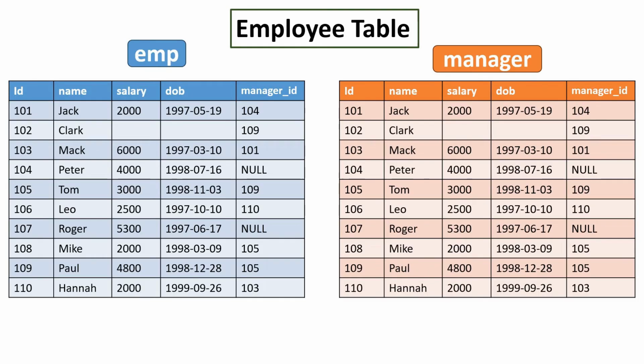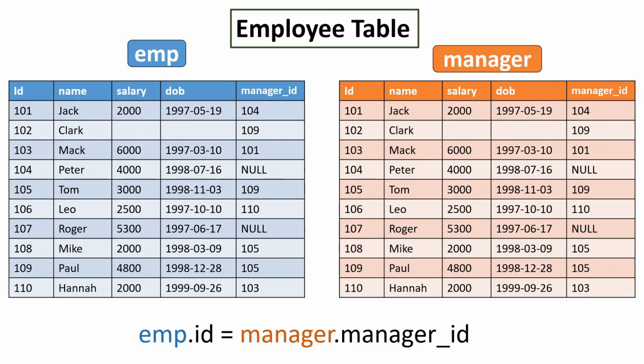So guys, we have two copies of the employee table. One is EMP and the other one is manager. So as per our join condition, which says ID from the EMP table must be equal to manager ID of the manager table, then only this query will return the name of that employee.